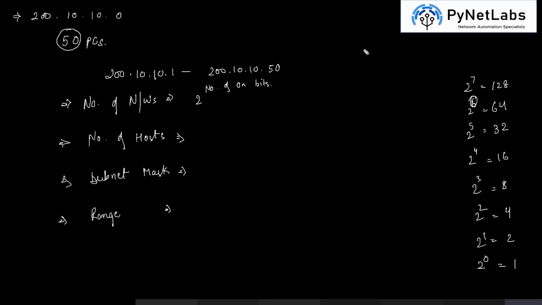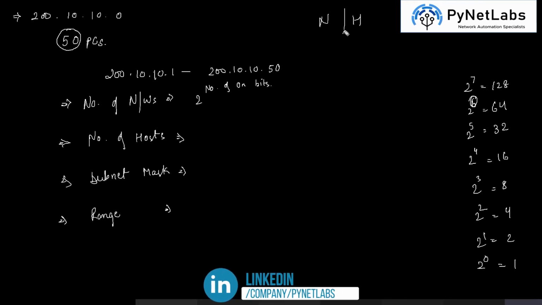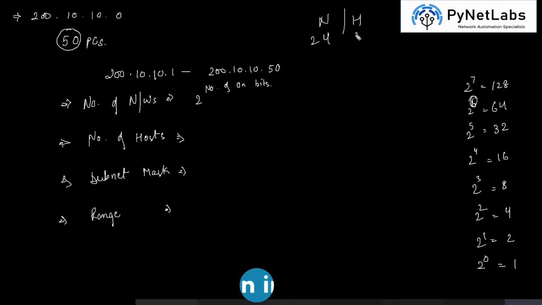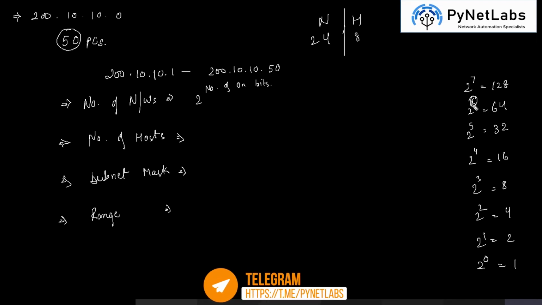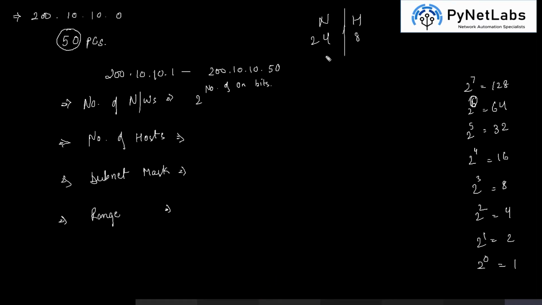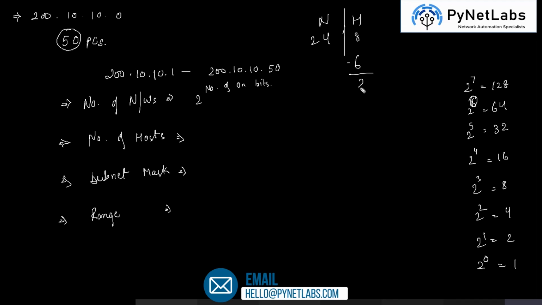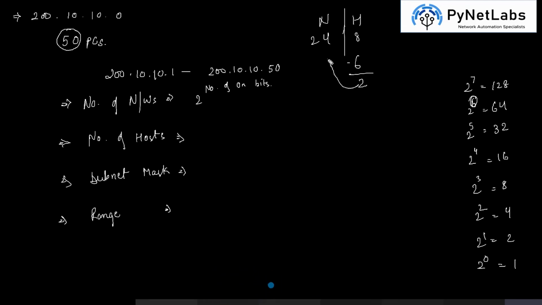Now let's understand something. If we talk about the default network and host bits, then we have 24 and 8, right? Now, when we look at the requirement, we need 6 host bits. Then the rest of the bits can be given to the network. So we will take 6 here, we will subtract 6, then we get 2, and we will put this 2 in the network part. So we get network and host as 26 here and 6 here.